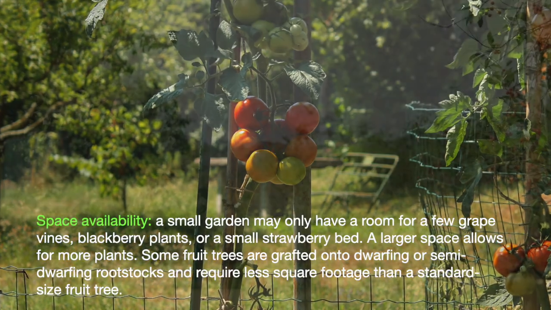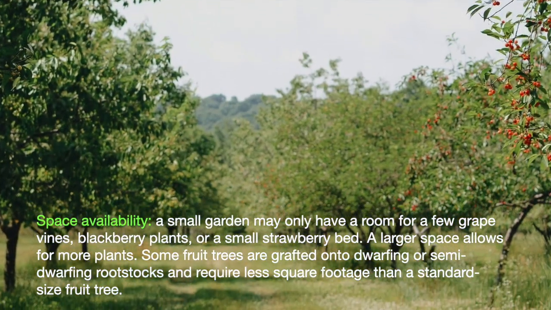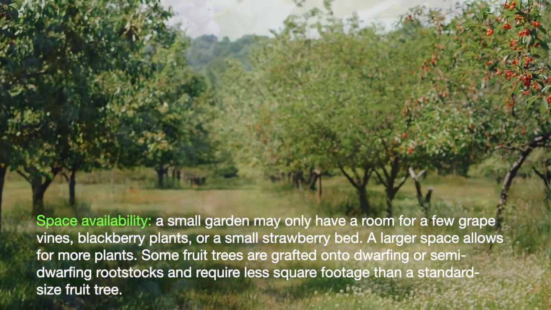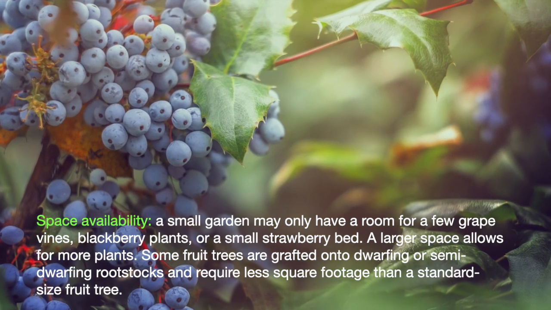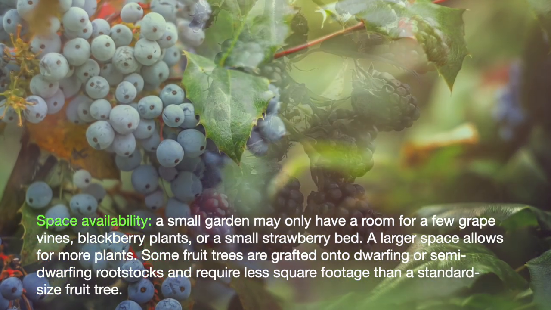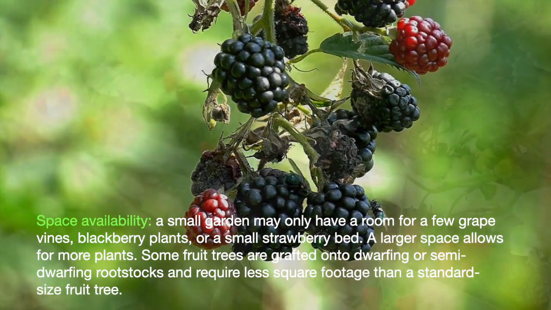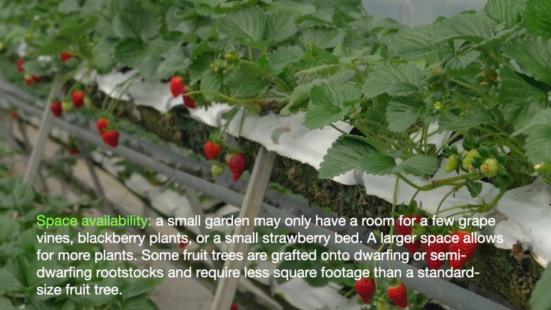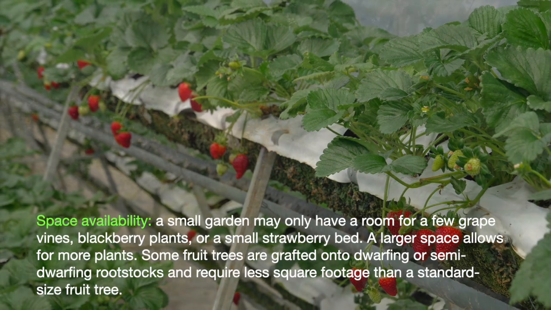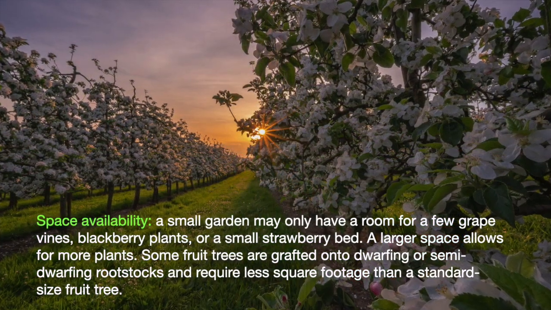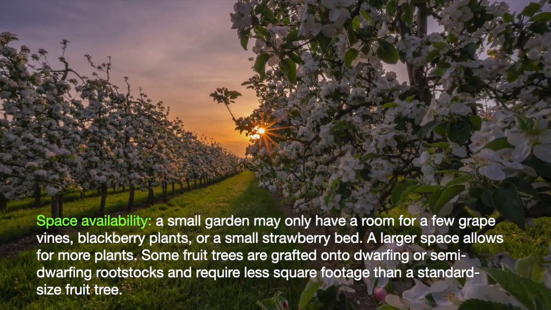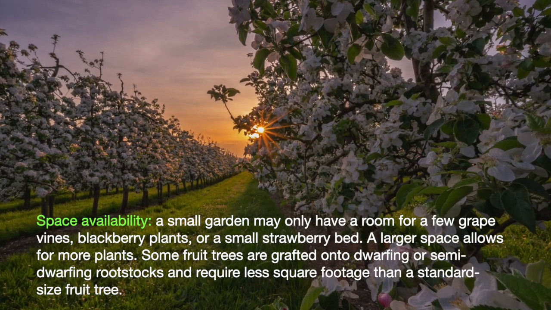Space availability may limit what can be grown. For example, a small garden might only have room for a few grapevines, blackberry plants, or a small strawberry bed. A larger space allows for more plants. Some fruit trees are grafted onto dwarfing or semi-dwarfing rootstocks and require less square footage than a standard-sized fruit tree.